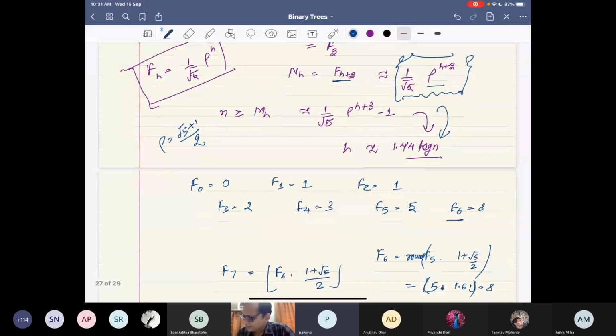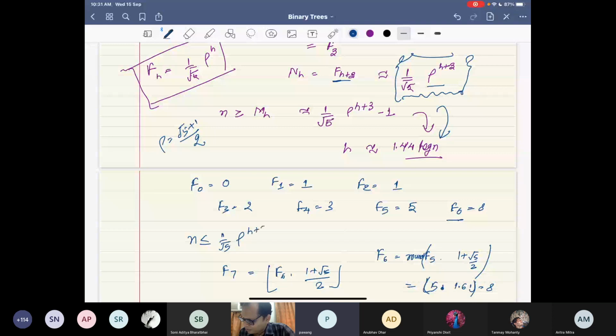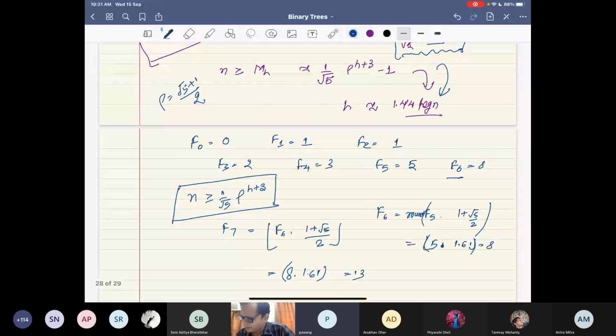So if you say n is less than or equal to 1 by root 5 rho h plus 3. Oh, sorry, these are the minimum number of nodes. So the number of nodes will be greater than or equal to this. We found the minimum number of nodes in a tree of height h. So this should be this, and minus 1.